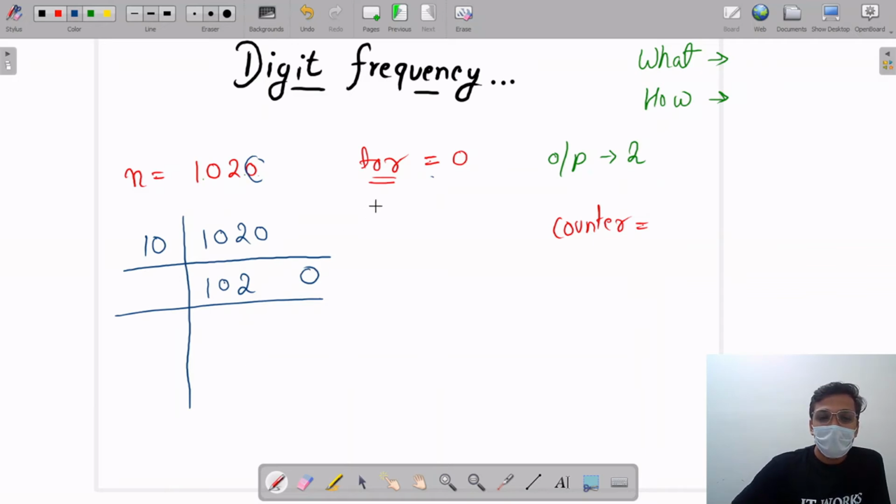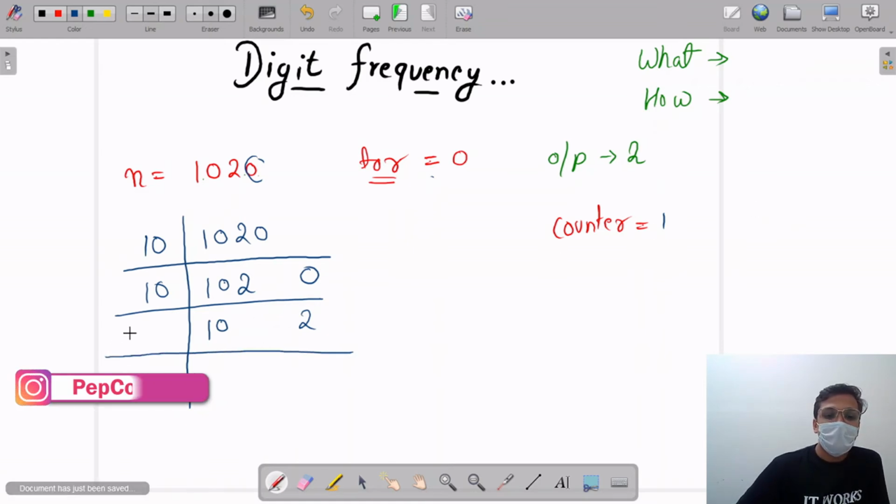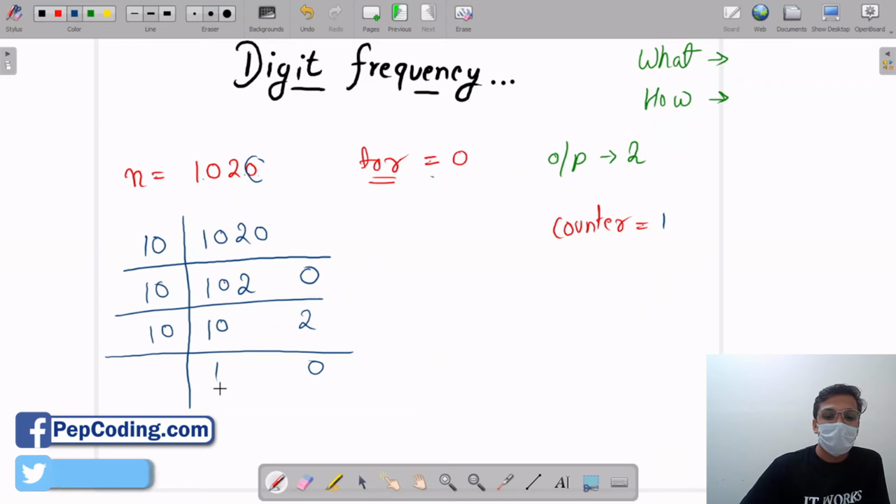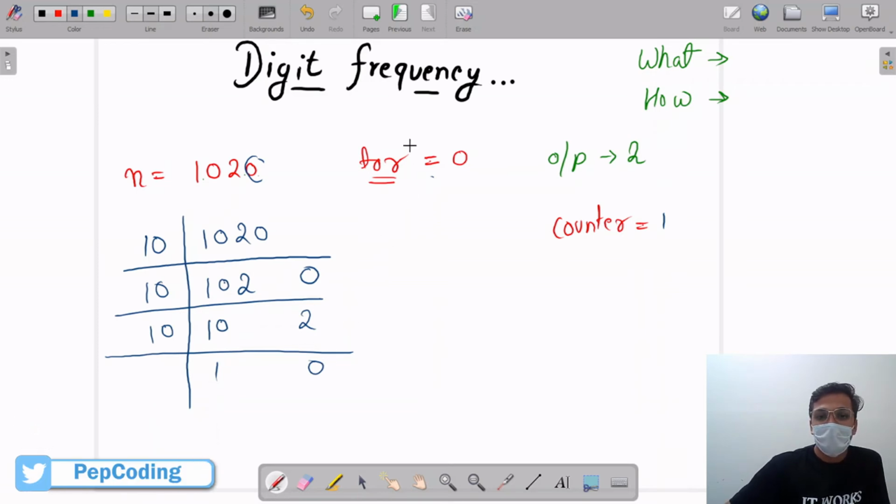Our remainder is going to be compared with our target. When the value of the target and the remainder are the same, we are going to increment our counter by 1. Now again, when we divide this number by 10, our remainder is going to be 2. At this time, the remainder and the target are different, so we are not going to increment our counter. Again we divide this number by 10, and our remainder is going to be 0 and the remaining number is going to be 1. Here the remainder and the target are the same, so we increment our counter by 1, and our counter is going to be 2.